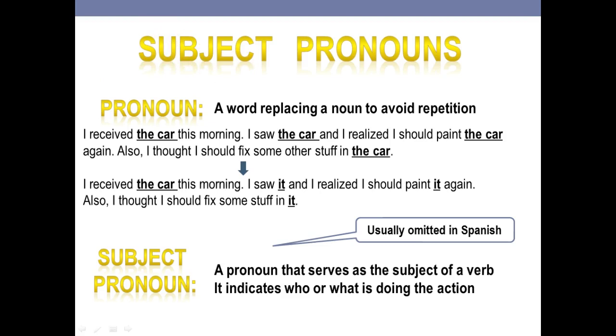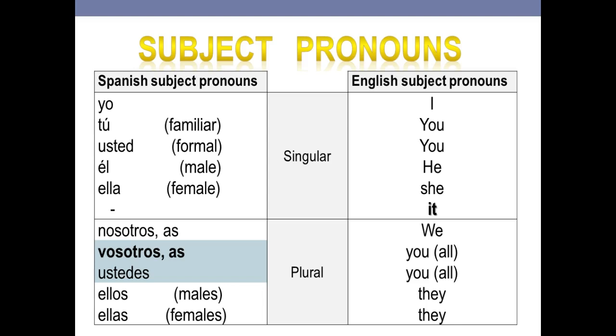A subject pronoun is a pronoun that serves as the subject of a verb. In other words, it is the personal pronouns that you know in English, like I, you, he, who is performing any particular action. It indicates who or what is doing the action. There are some slight differences between Spanish subject pronouns and English subject pronouns.